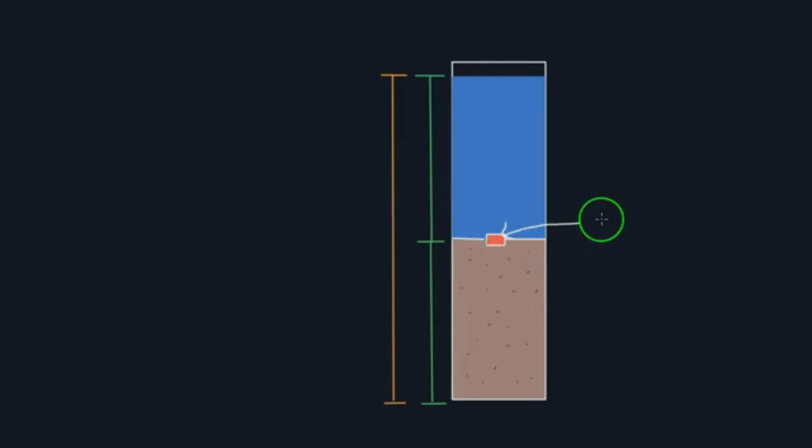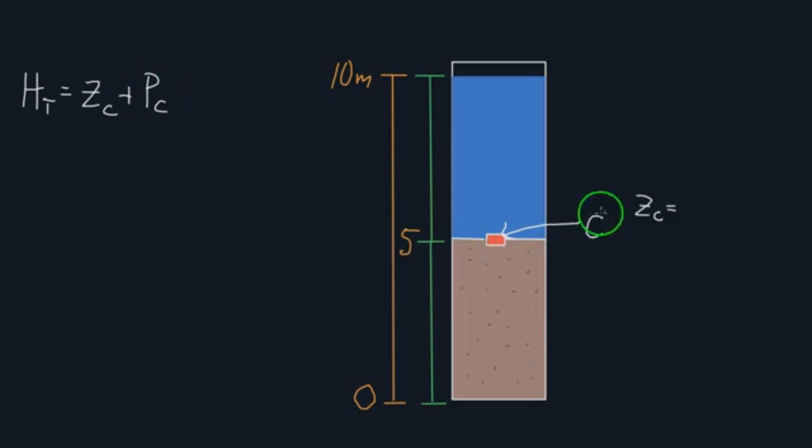And let's call that C. And let's say this height is 10 meters. And we'll say this one is 5, and then 0 down here. So this is our datum. And we have 5 feet of water above 5 feet of sand, okay? So let's write out our equation. Total head of the system, of the body of water, will equal our elevation head at C plus our pressure head at C.